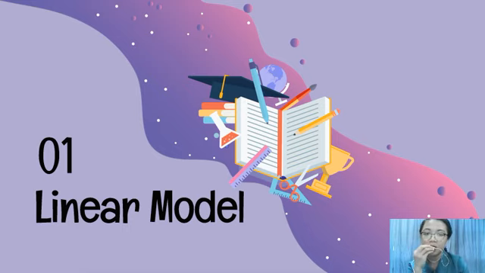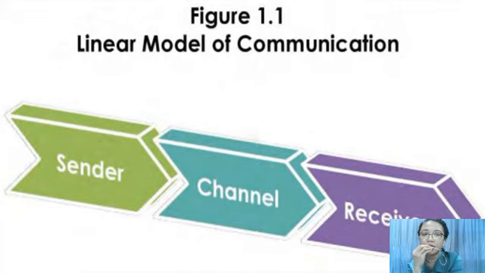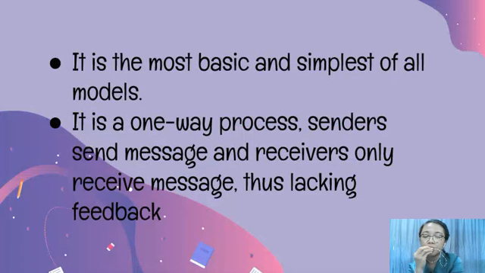First one is the linear model. What is linear model? This is the figure of linear model of communication, or the illustration. There are 3 components po: sender, channel, and receiver. What is linear model of communication? It is the most basic and the simplest model of all. Ayan po yung pinaka-simple at pinaka-basic na model doon sa 4 na babanggitin ko ngayon.